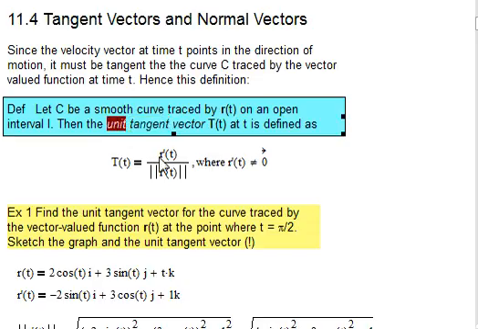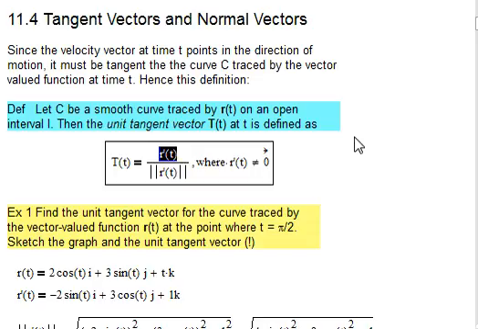And so we just find our vector r prime of t and then divide it by the length of r prime of t, wherever r prime of t is not 0, because you can't divide by the length of a vector if it's 0, but that would turn it into a unit tangent vector.